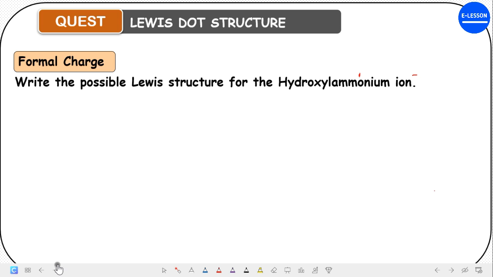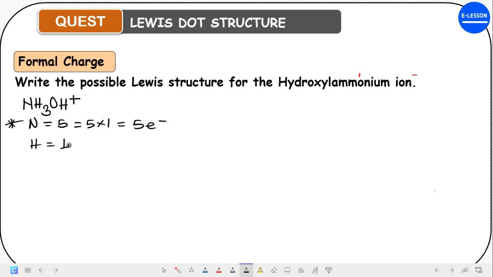Now you have to write the possible Lewis structure of the hydroxylammonium ion. The hydroxylammonium ion is NH3OH positive. Now the question is, which of them will be the central atom? The first step is to calculate the number of electrons. Nitrogen is group 5. How many nitrogens are here? 1. So 5 times 1 will give us 5 electrons for nitrogen.